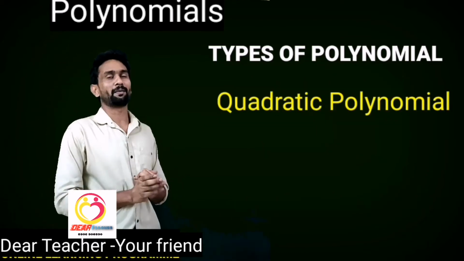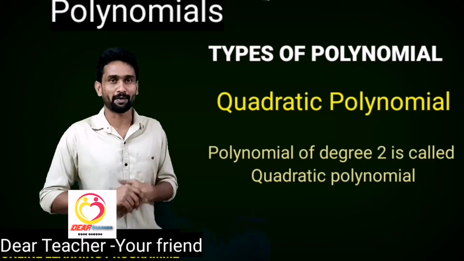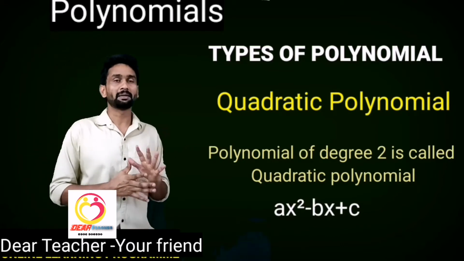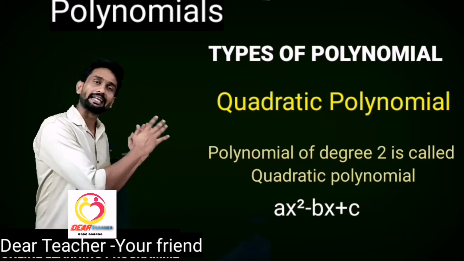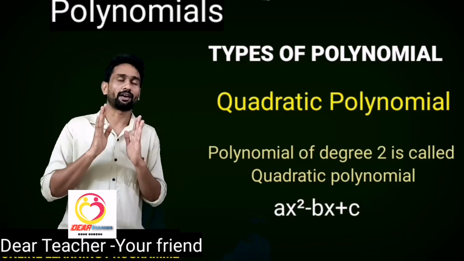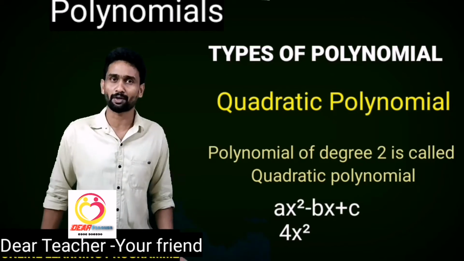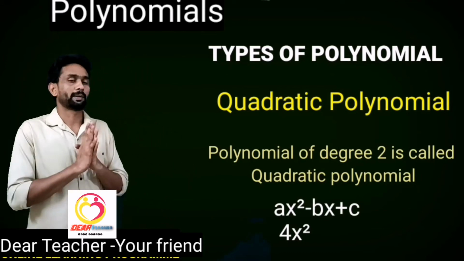Next, quadratic polynomial. The polynomial of degree 2 is called a quadratic polynomial. Look at these examples: ax square minus bx plus c. Here you can see the degree is 2, so it is a quadratic polynomial. Another example: 4x square. What is the degree of that polynomial? 2. So it is also an example of a quadratic polynomial.